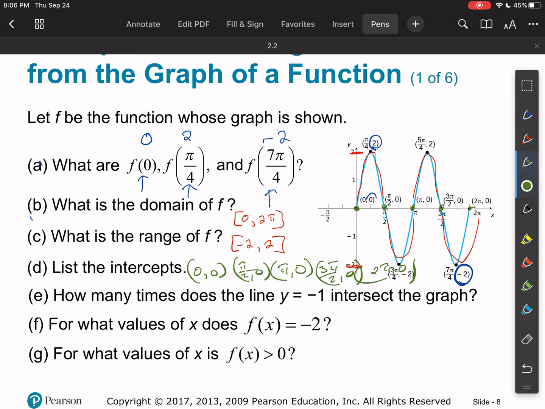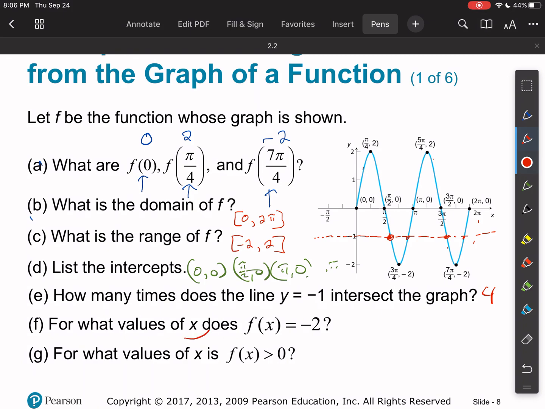And then it says, how many times does the line y equals -1 intersect the graph? All right, so let me erase a little bit on the graph so that we can draw that in. Okay, y equals -1 would be this line right here. So what it's asking you is how many times does that intersect the graph? Well, we got 1, 2, 3, 4. So 4 times.